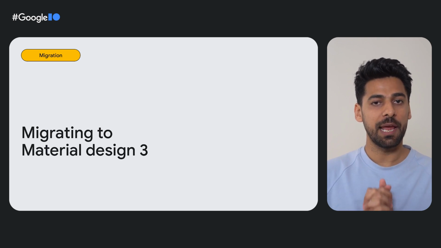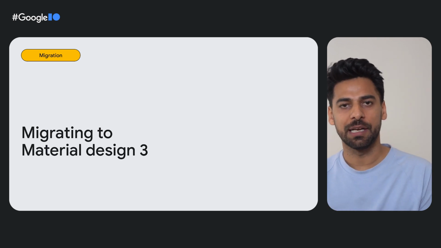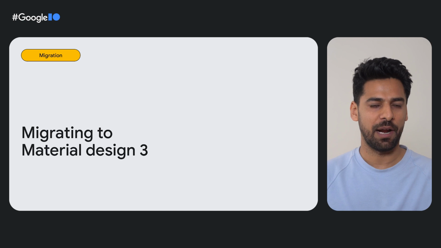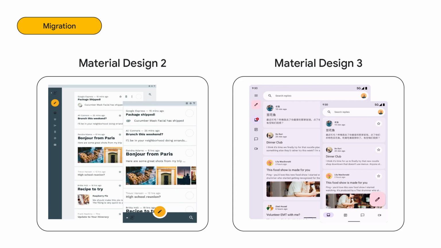With the Material 3 APIs graduating to stable, it's a great time to start migrating your apps to Material 3. If you're starting a new Android app today, it's recommended to start with Material 3. If you already have an existing Compose app using Material 2, you can start adopting Material 3 to make your app more personalized and expressive. Let's see some of the approaches that will help you migrate your apps.